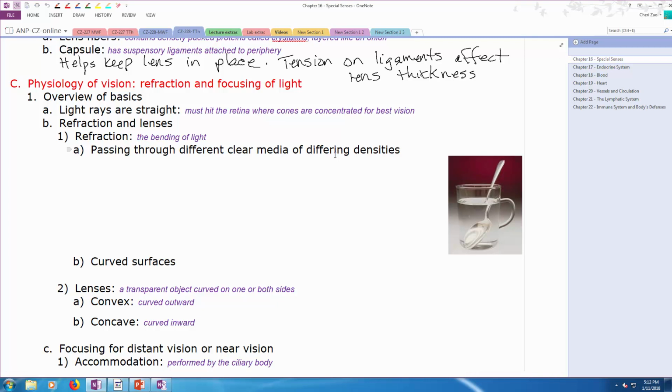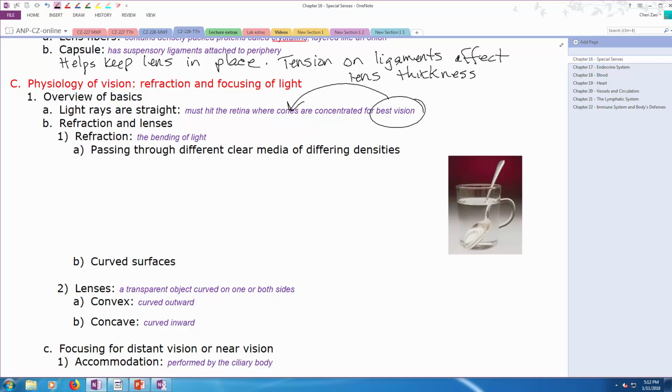So now into the physiology of vision, refraction and focusing of light. Light rays are straight. They are wavelength, okay, but the waves follow a linear pattern. And they have to hit the retina. If you want the best vision, you want them to hit the cones, because cones are for best vision, which is daylight vision. Rods are for night vision.